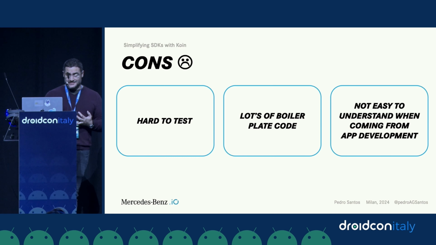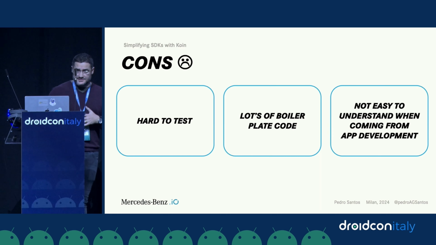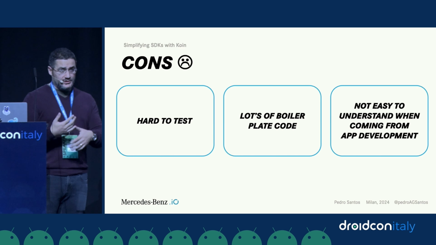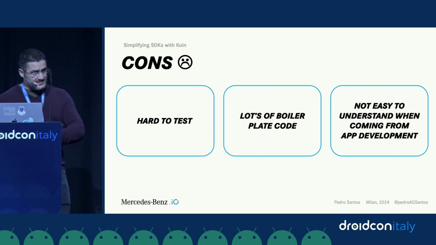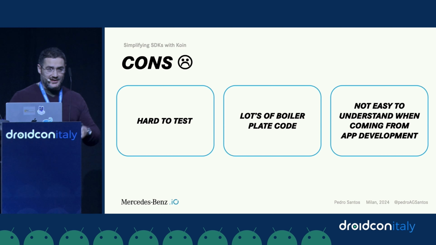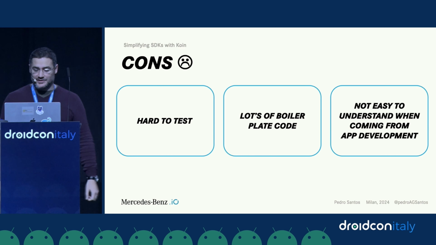As you guys see, it's lots of boilerplate code because, for instance, if you want to have a singleton inside of your SDK, but you don't want to use dependency injection, you end up building all this instance class, like a companion object inside, and then it keeps the instance. I think you guys know what I'm talking about.